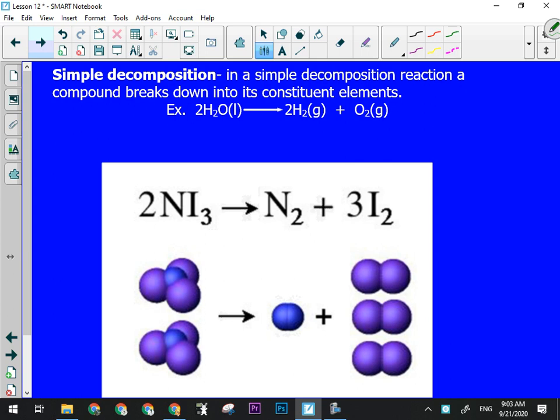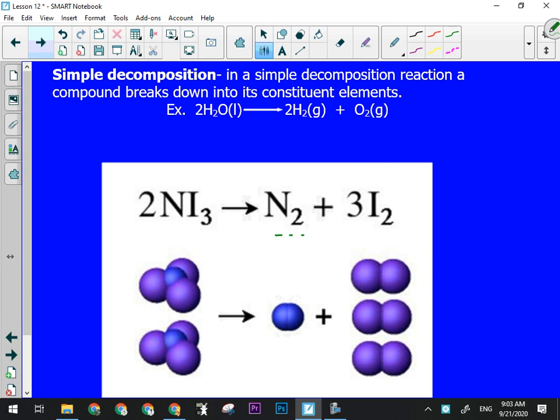Now this other one here, same idea. Okay, I'm starting out with 2 molecules of nitrogen triiodide. Okay, so how many nitrogen atoms do I have here? 2. How many iodine atoms? 6. Okay. All right. That's going to produce 1 molecule of nitrogen gas containing how many atoms? 2. Okay. And 3 molecules of iodine liquid containing how many iodine atoms? 6. Okay. So you see how it's balanced?